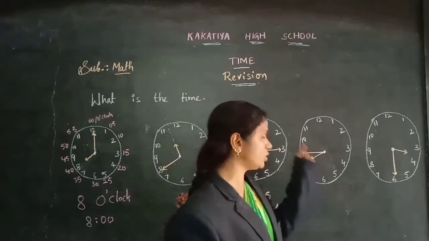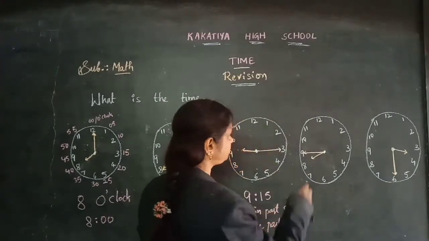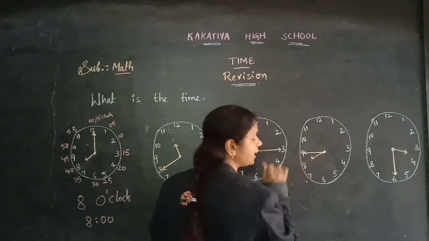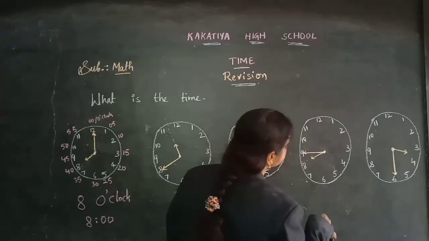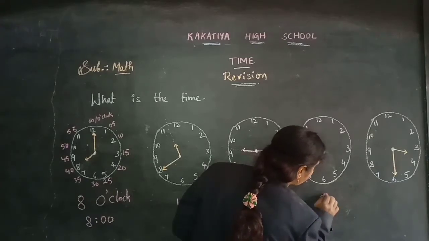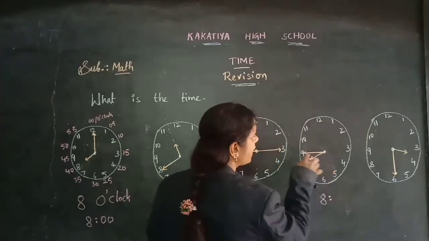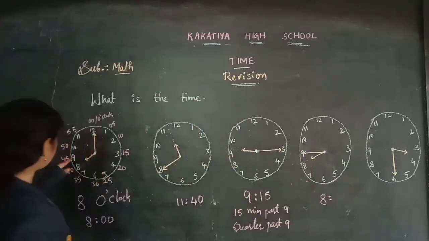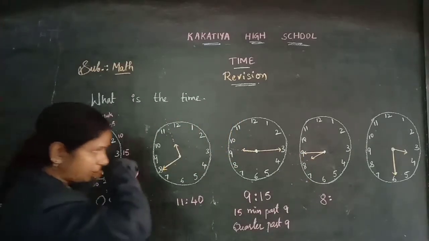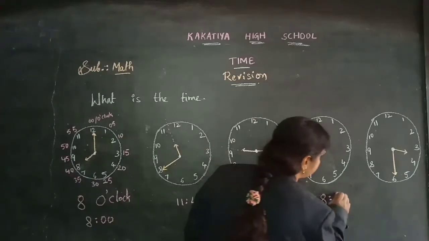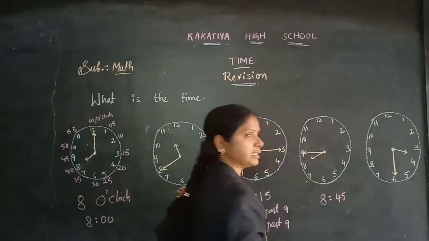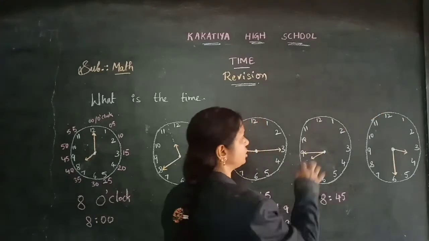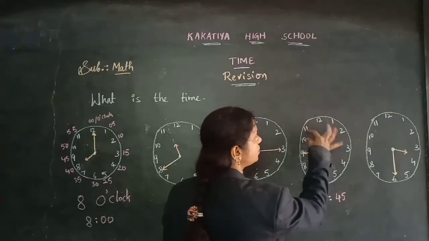And coming to this watch, children, have a look here. What's the time here? The hour hand is lying between 8 and 9. So still it is in the 8 hours only. The minute hand, the longer hand, is showing 9 here. At 9 means how many minutes? 45 minutes. The longer hand is showing 45 minutes. So it's 8:45.